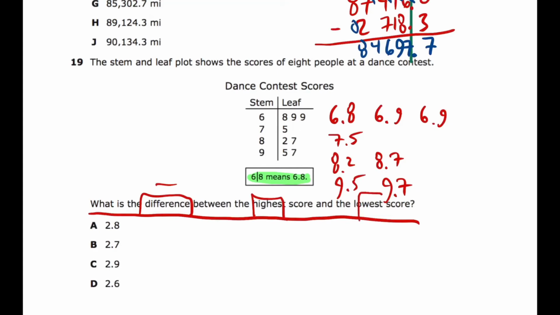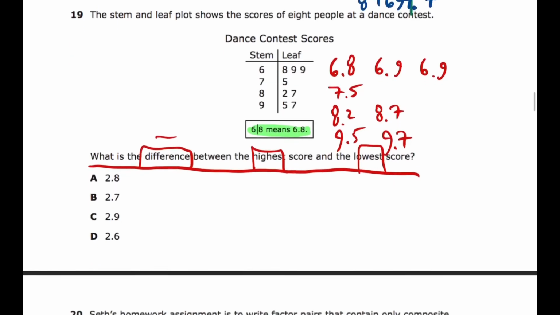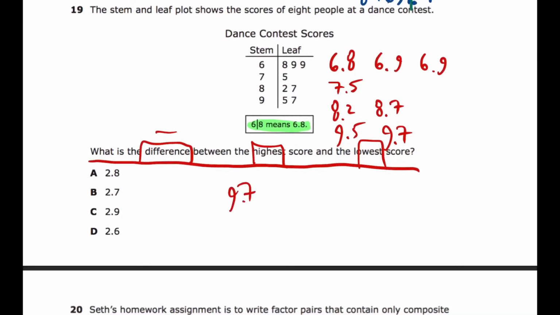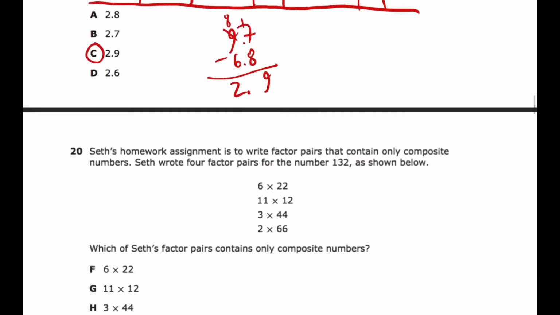The question wants to know what is the difference, so that's going to be subtraction, between the highest score and the lowest score. Well, the highest score is 9 and 7/10. And the lowest score is 6 and 8/10. So I need to subtract. 17 minus 8 is going to give me 9. And then 8 minus 6 is 2. So 2 and 9/10. And there is my answer.